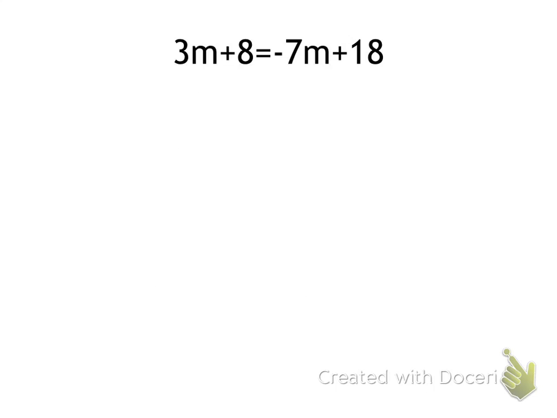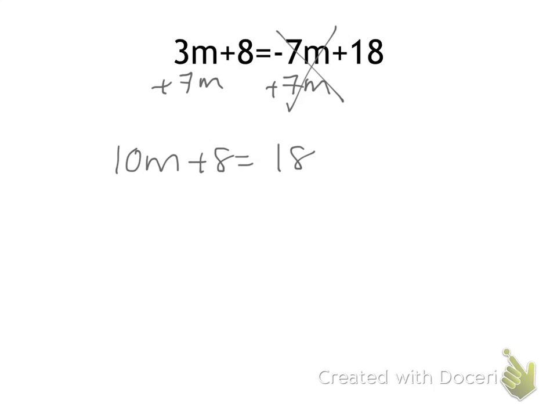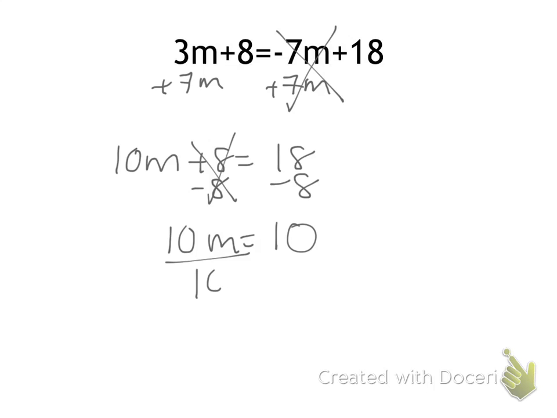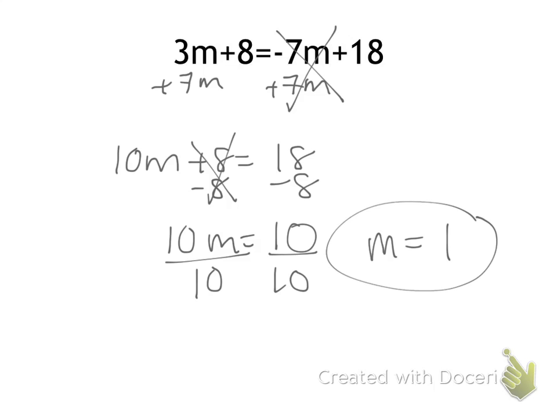Okay, so we're solving for m. So I'm going to add 7m to both sides because you do whatever the opposite is to get rid of it on that one side. So I got 10m plus 8 equals 18. To get rid of it on this side, I got to subtract it. So 10m equals 10. I'm multiplying, so the opposite is dividing. So 10 divided by 10 is 1. Again, you can plug it in and check it.